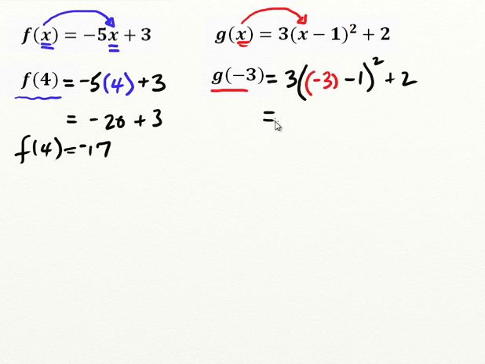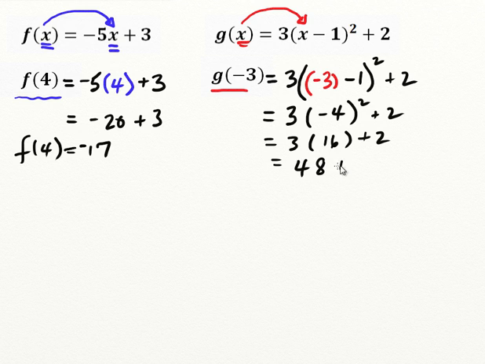We'll just follow along with order of operations. We'll focus inside the brackets first. Negative 3 minus 1 is negative 4, and that's still squared. I know that negative 4 squared is positive 16. I know that 3 times 16 is 48. And if I add 2 to that, I'm left with 50, which means that the value of the function g when I substitute in negative 3 for x is equal to 50. So there's the two answers.